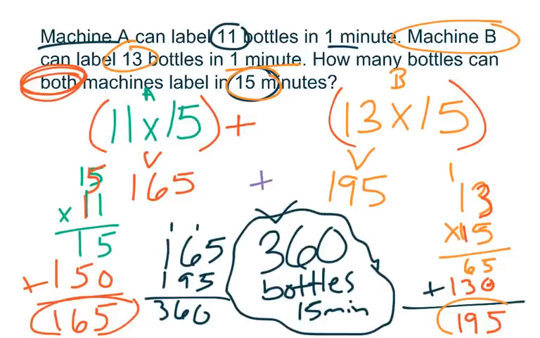That was a two-step problem. That one was a little bit tricky. We needed to find how many machine A could do, how many machine B could do, and then we needed to figure out how many can both machines do.